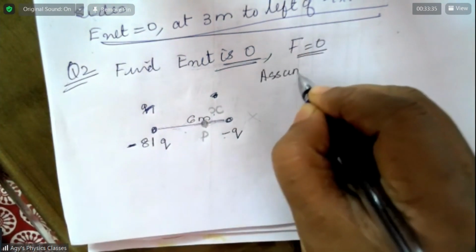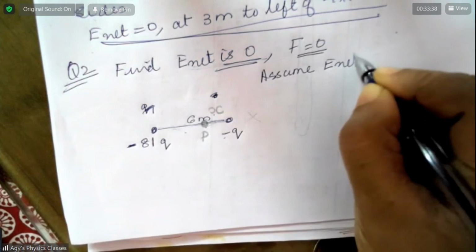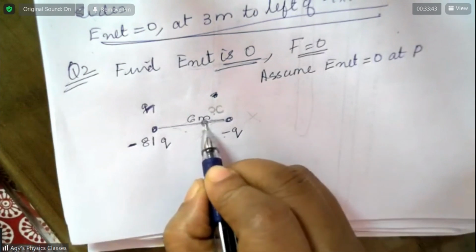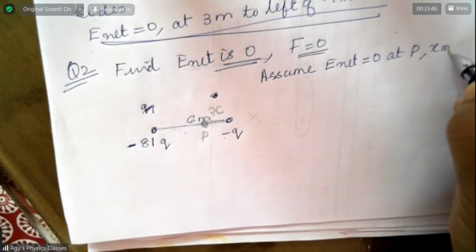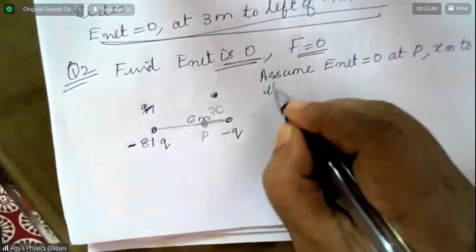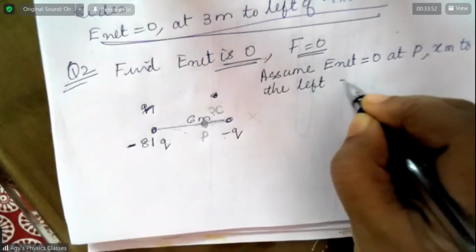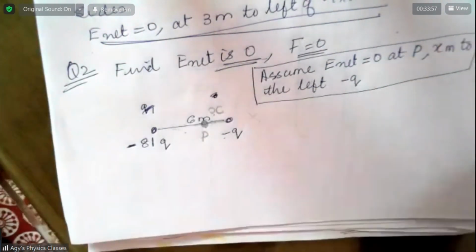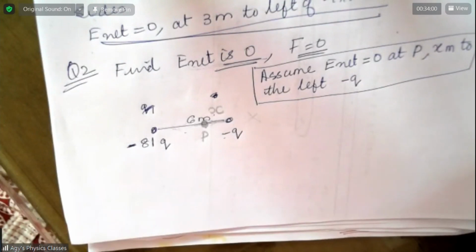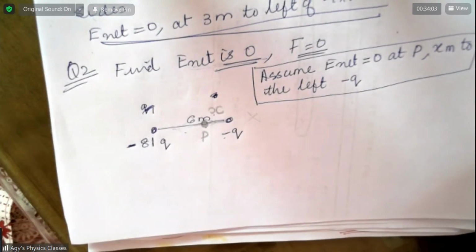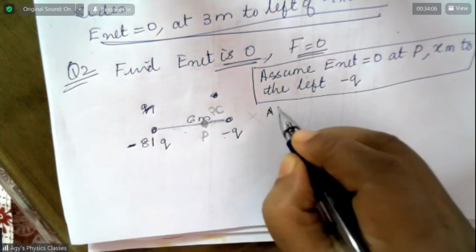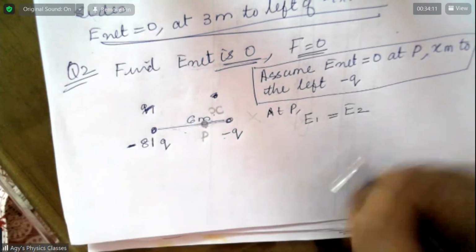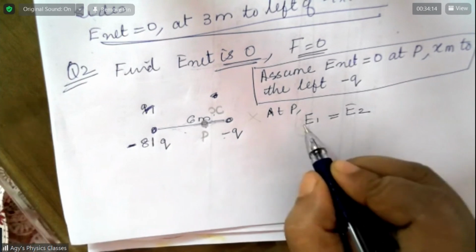So you assume that, and that you have to write. Assume that electric field in net is equal to 0 at P, which is x meter to the left of minus q. This is most important. Finding the location is most important. Then what should you do? At P, you write E1 is equal to E2.